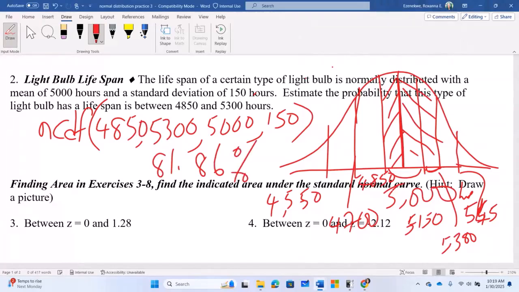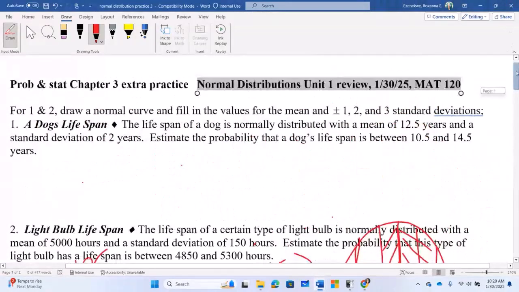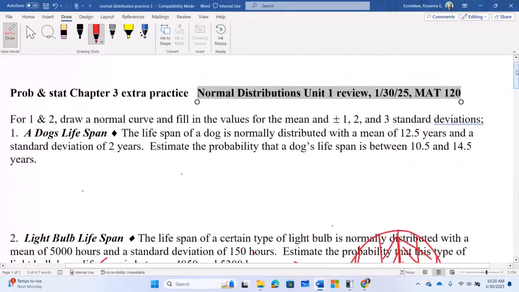Okay, so this is 4,500. If I move up a little bit, I can find the area between the one we did in number 1. I can always make sure that I check my answer with a calculator. So it's always good to check your answer with a calculator. In number 1, it is normal cumulative density function.